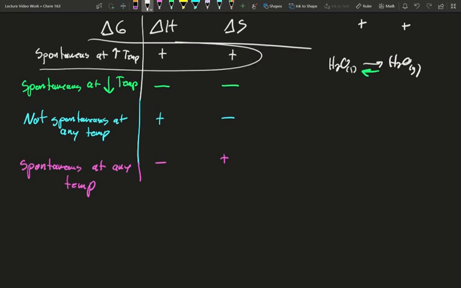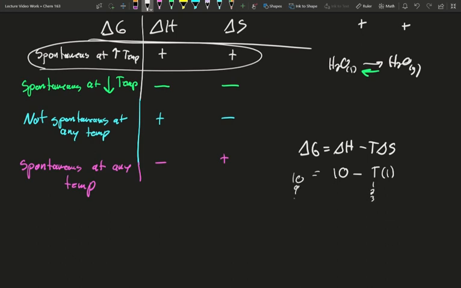Let's look at our starting example here. My delta G is going to equal my delta H minus T delta S. Let's just assign some numbers. Let's say I have 10 for my delta H. I'm going to subtract from that temperature times 1. So as my temp increases, I will subtract a larger and larger amount. But at first, if temp is 1 or 2 or 3, I'm positive. I'm getting 10 or 9 or 8 or 7 for my delta G.